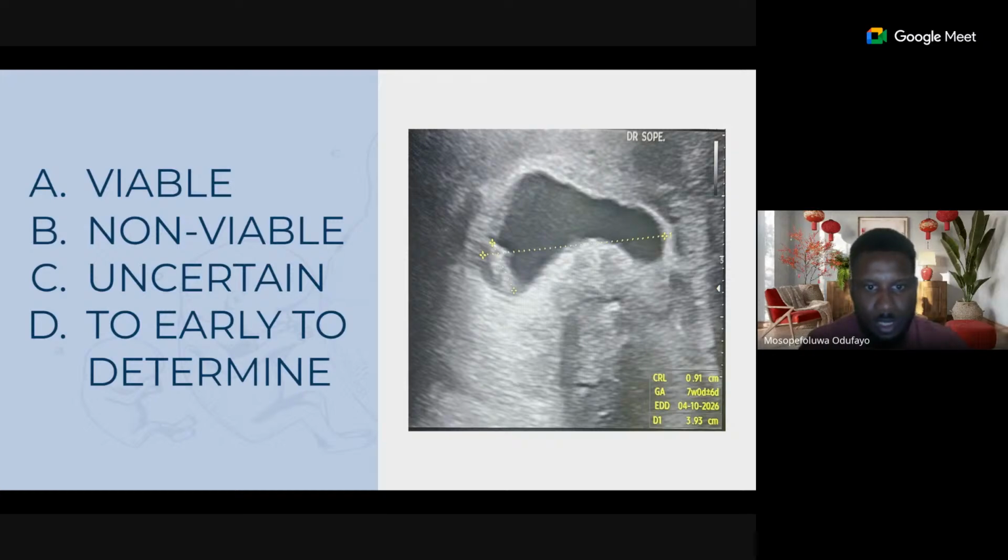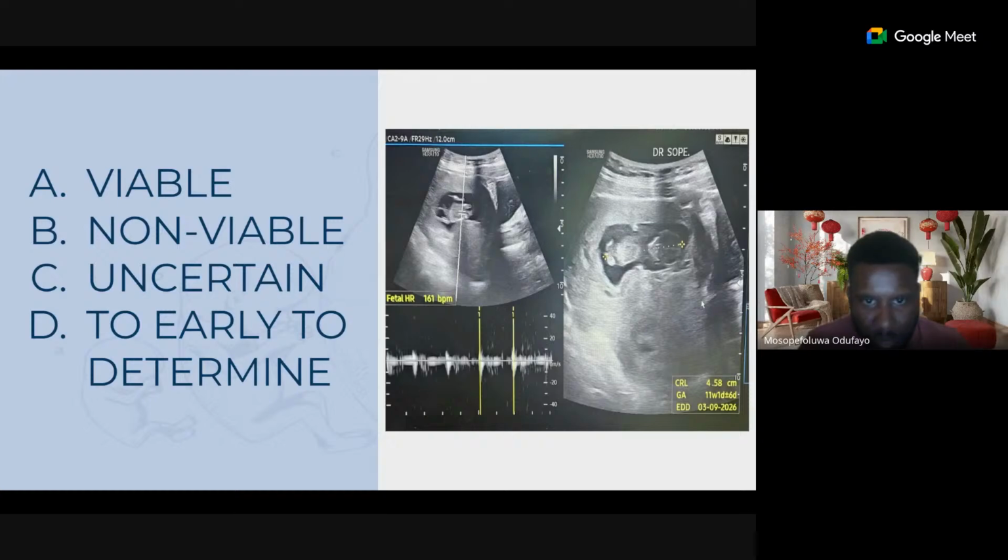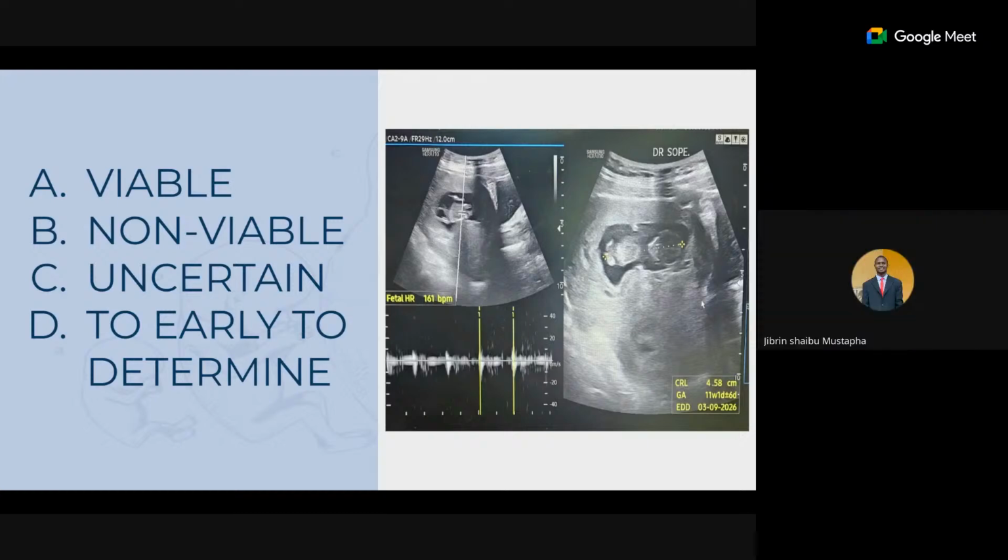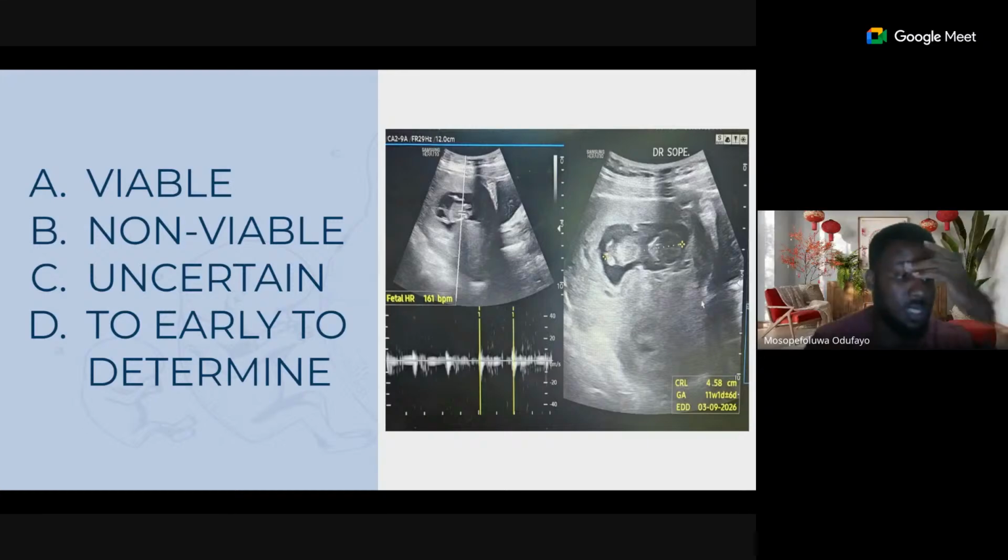So let's look at the next one. Is this viable? Is this non-viable? Is this uncertain, or is it too early to determine? Let me give you another 10 seconds. It's viable. Oh, fantastic. Someone has already said it's viable on the call. So this is a viable pregnancy. Why is it viable? Because we can see the heart rate, in addition to the CRL.